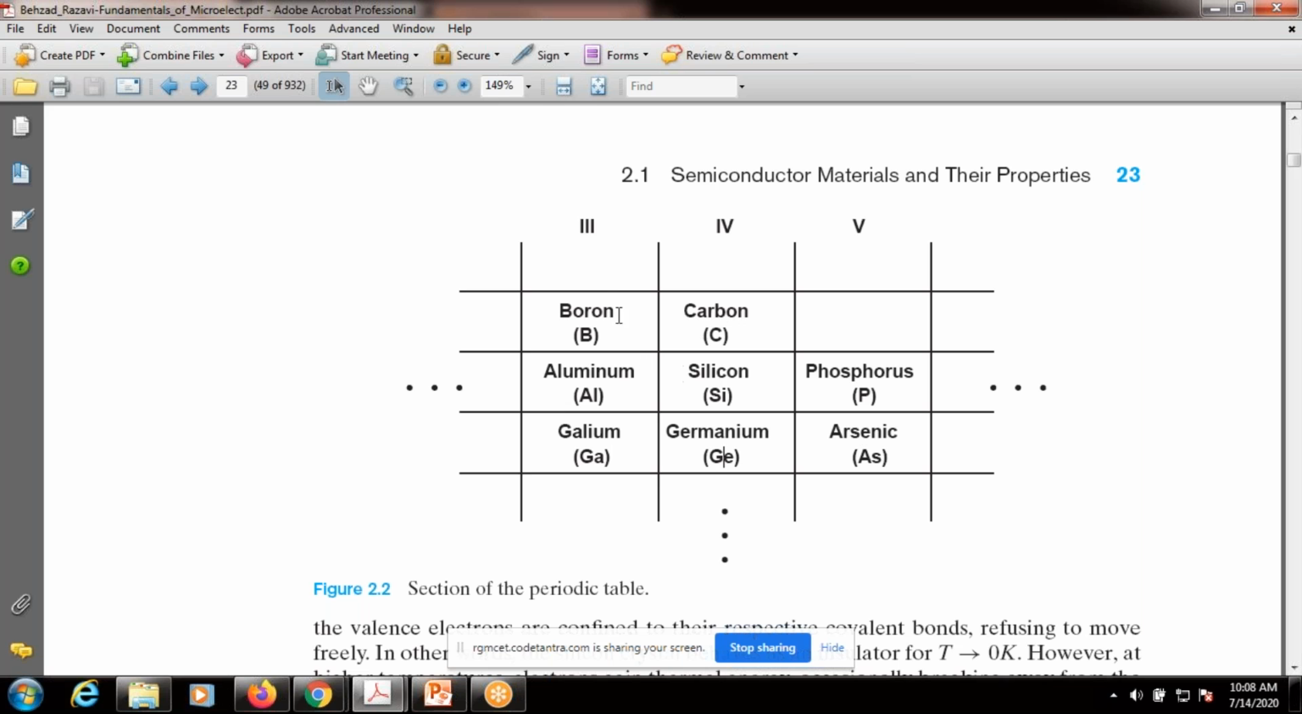Why are these elements classified into the third group, fourth group, and so on? In the outermost shell, that is, the valence electrons, the number of valence electrons in aluminum, gallium, or boron is 3, whereas in silicon, germanium, and carbon it is 4. And for phosphorus and arsenic, the number of electrons in the outermost shell is 5. So based on the number of electrons in the outermost shell, the elements are classified in the periodic table.